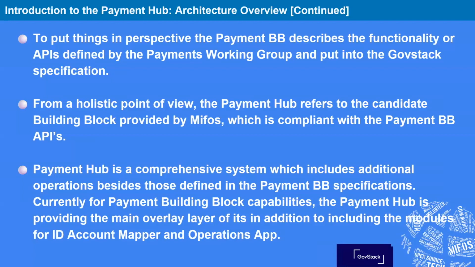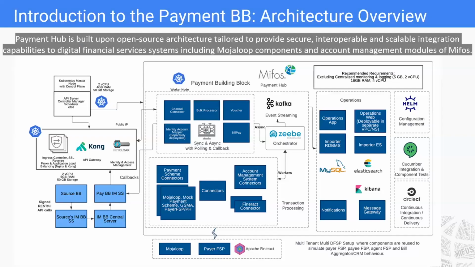So, just to put what we've been discussing so far into perspective. Payment BB, as we talked about, was the original requirements from the Payment Building Block working group. It describes all the functionalities and the APIs that were required for the implementation. And what Payment Hub does is take all those requirements and implement them on the system so that functionality could come to life. We'll be talking about it as we go. This scary looking diagram over here is actually what the Payment Hub is.